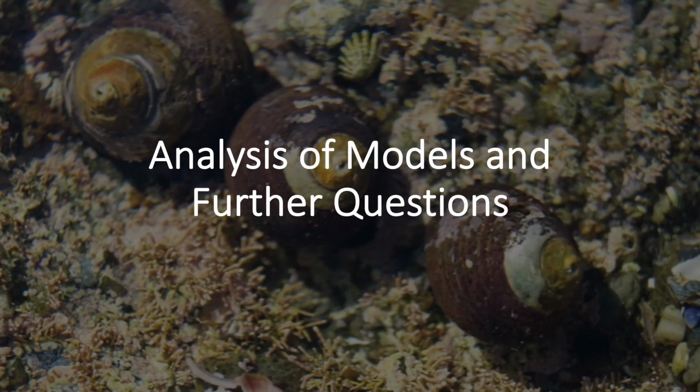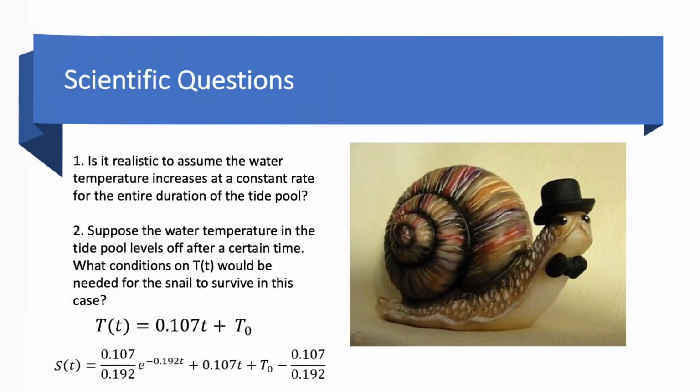To finalize our presentation, we will end with some points of further discussion to think about. In our presentation, we have discussed all the different models to portray both the water and the snail's temperature. One question we want to ask our viewers is, is it realistic to assume the water temperature increases at a constant rate for the entire duration of the tide pool? Think about what factors affect water temperature. In addition, suppose the water temperature in the tide pool levels off after a certain time. What conditions on T of t, which is the water temperature at time t, would be needed for the snail to survive in this case? Keep in mind Newton's law of cooling.